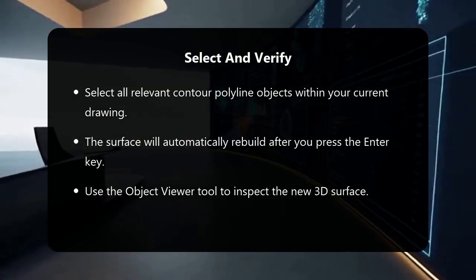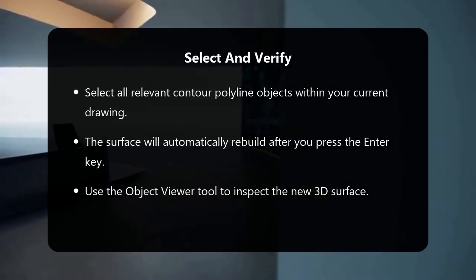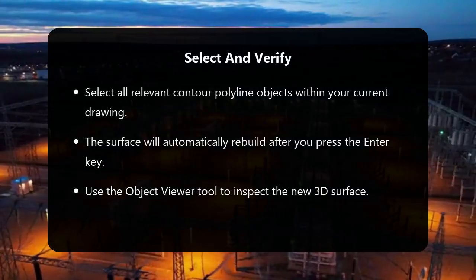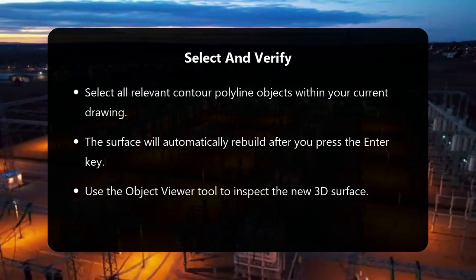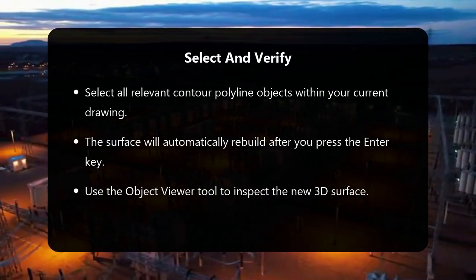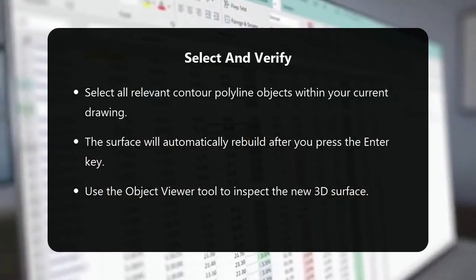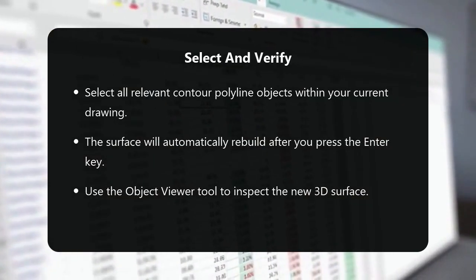To verify your work, you can select the surface, right-click, and choose Object Viewer. This will open a 3D view, allowing you to rotate and inspect the surface from all angles to ensure it was built correctly and accurately reflects the contour data you provided. This simple workflow is a core skill for any Civil 3D user working with terrain models.